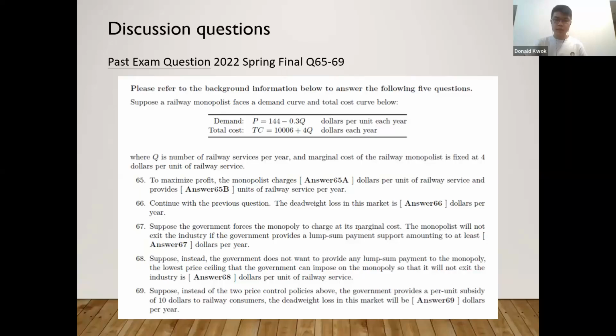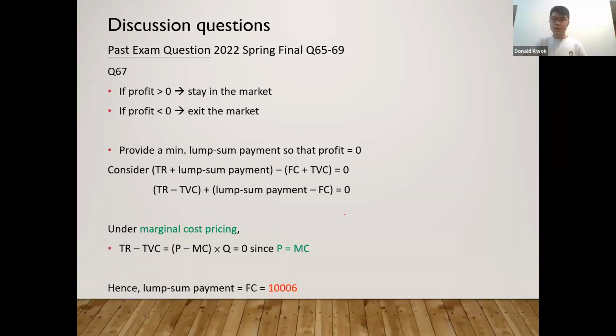So question 67: if the government forces the monopoly to charge at its marginal cost, what will be the lump sum payment to support the monopoly such that it would not exit the industry? We recall the exit condition: if the profit in the short run is positive, then the firm will stay in the market, whereas if the profit in the short run is negative, then it will exit the market in the long run. So this is why the government would like to provide a lump sum payment such that the profit, taking into account the lump sum payment, is at least 0.